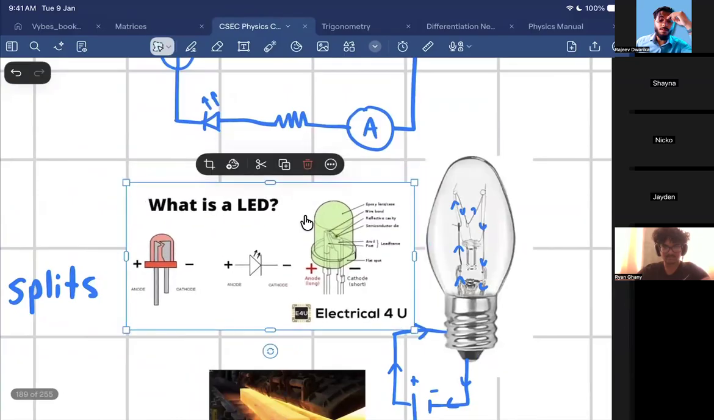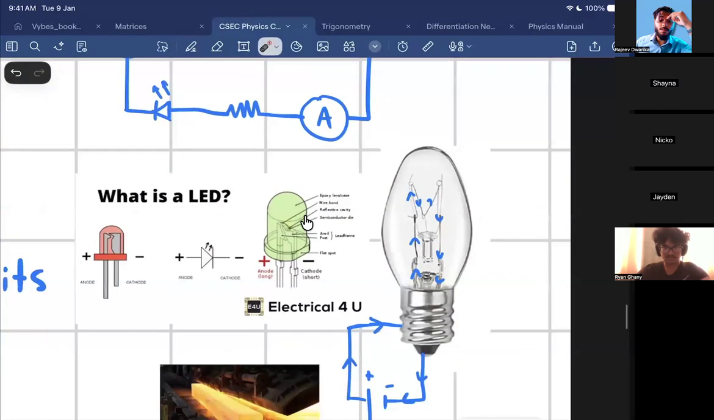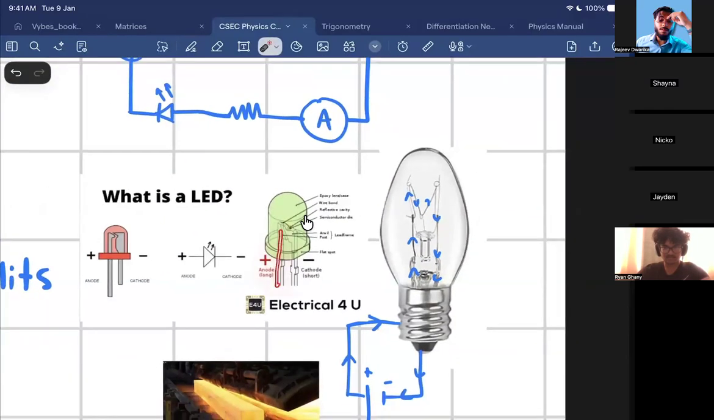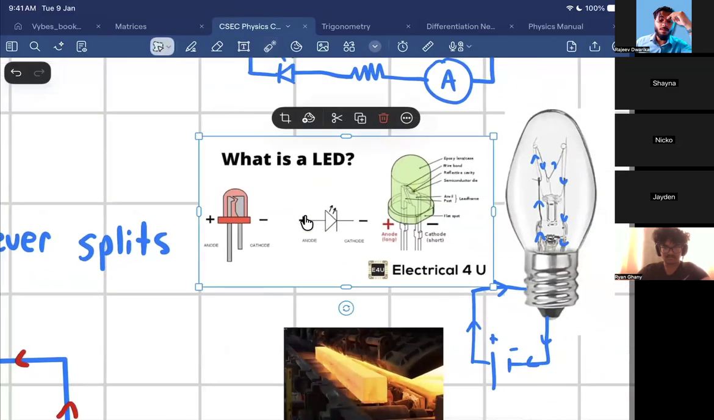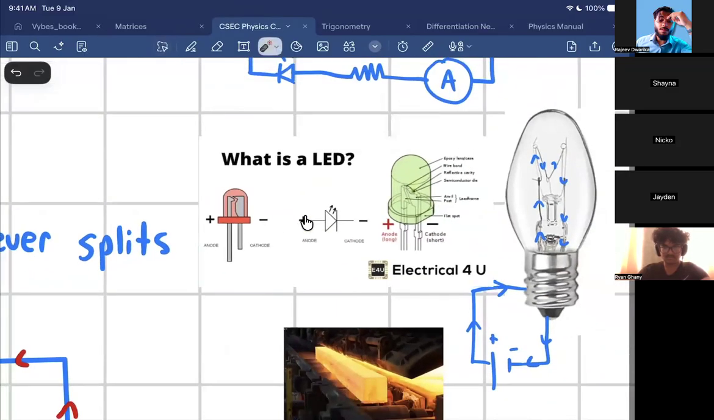It's a completely different structure. You have the anode, which is the long one, and the cathode, which is the short one. You have the metal. Can you see that, guys? Can you see that this whole thing is the anode, and this whole thing here is the cathode?